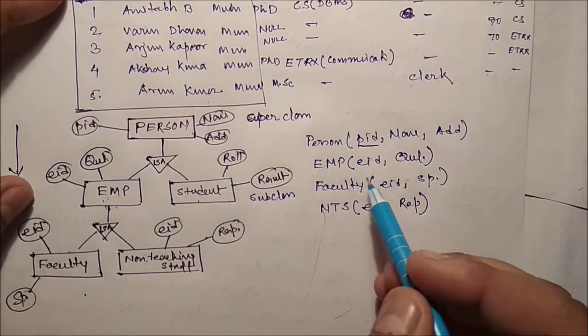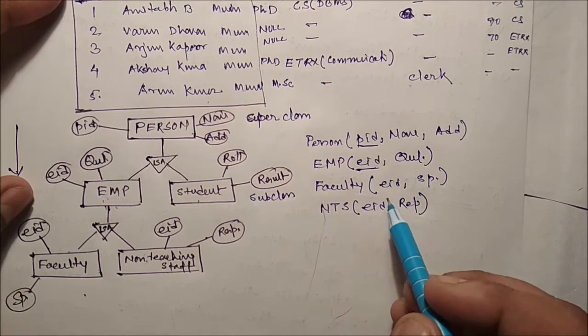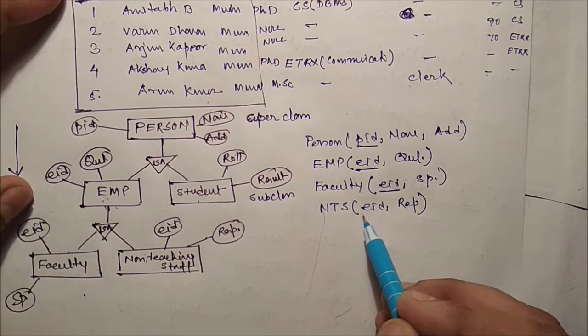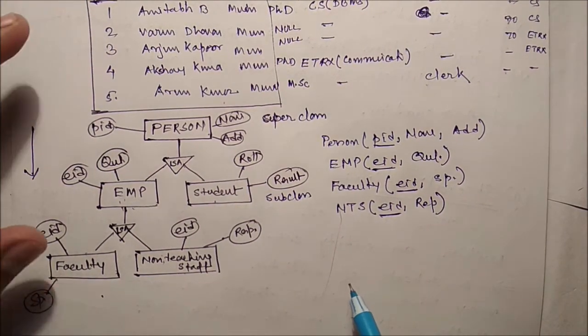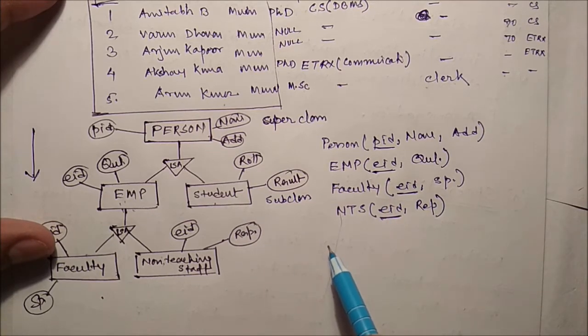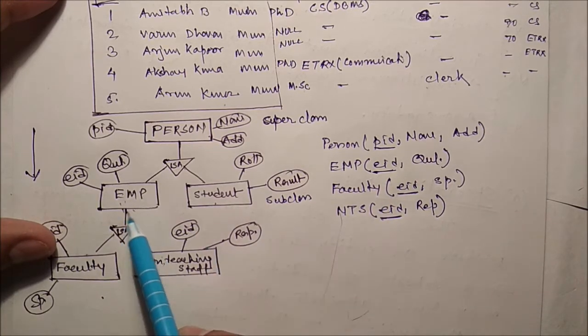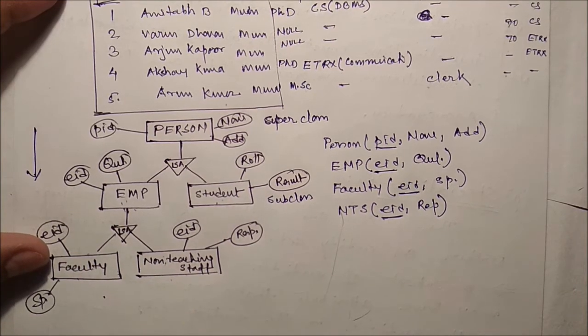Are you getting this one? So here employee is a primary key as well as the foreign key of this. This is a primary key as well as foreign key. Okay. So in specialization, we emphasize the difference among the entities. So difference between employee and student, difference between faculty and non-teaching staff, and so on.